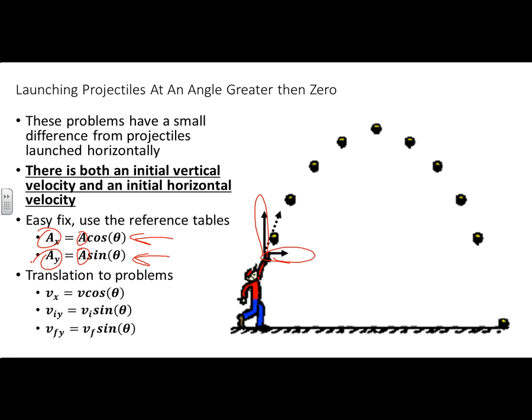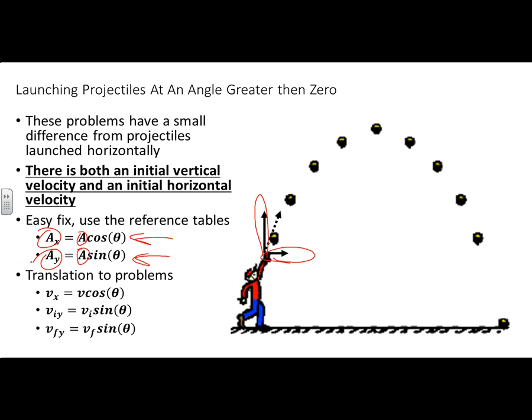And then we translate this, or we transfer it to our case. And in this case, we're talking about the velocity in the horizontal and vertical direction. So we have our Vx, which is equal to our initial velocity times the cosine of theta. And then we have our Viy, which is equal to our initial velocity times the sine of theta.